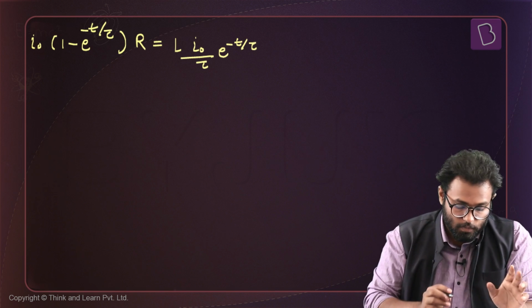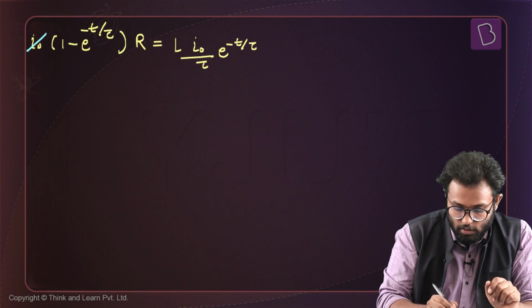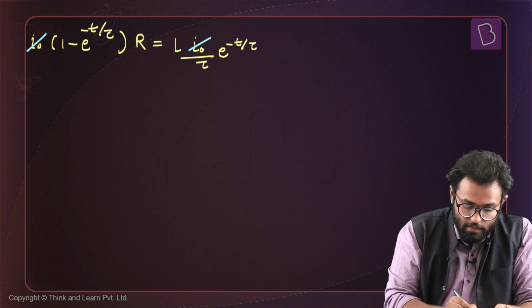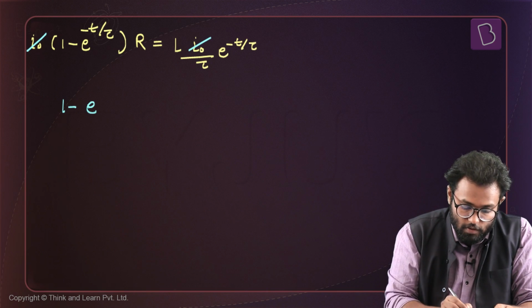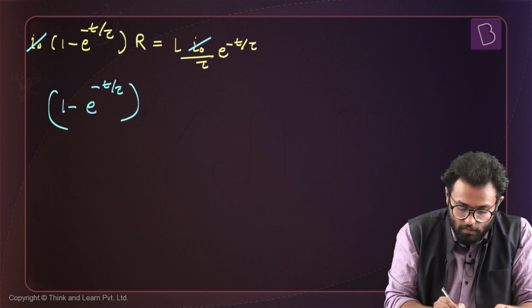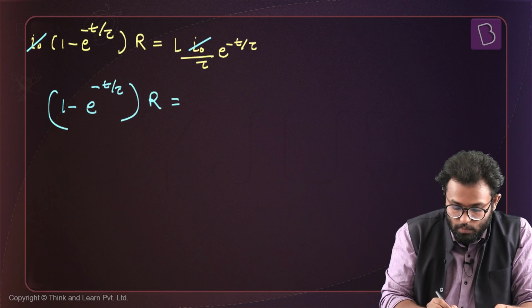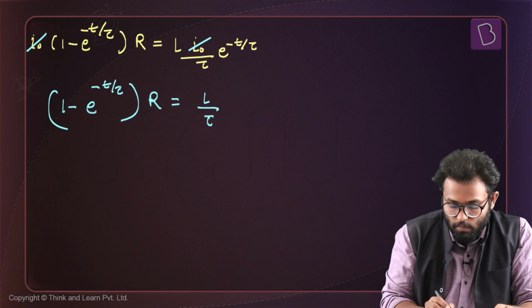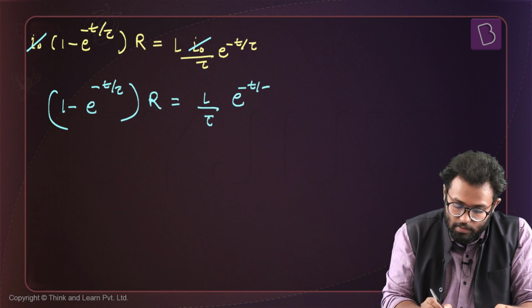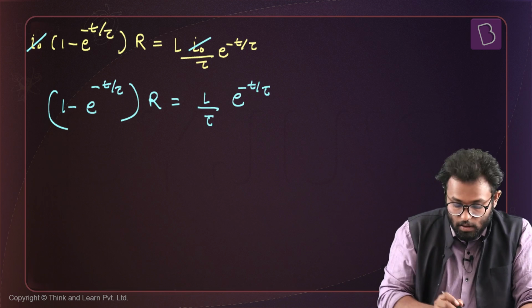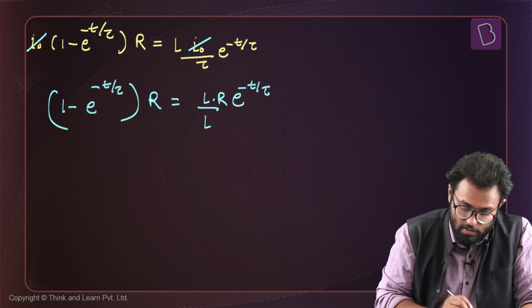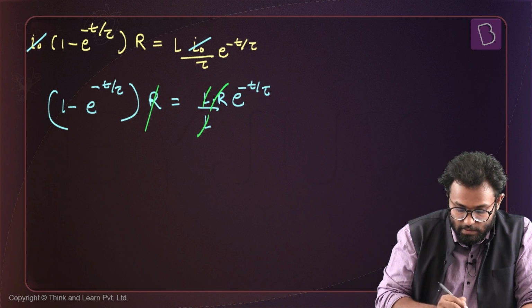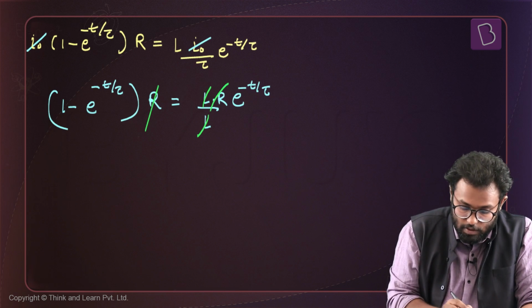Now let's solve this. Here this i naught and this i naught get cancelled. Good. Now I have 1 minus e to the power of minus t by tau, times R, which becomes equal to L by tau times e to the power of minus t by tau. So what do I do now? I know that this tau is equal to L by R, so I can simply replace it, so it becomes L times R over L. That's very good, because L and R get cancelled, so I get this good equation.